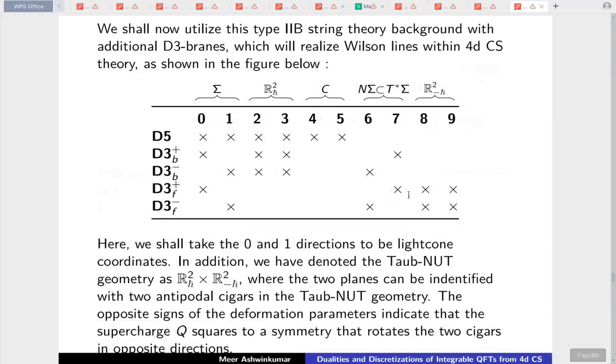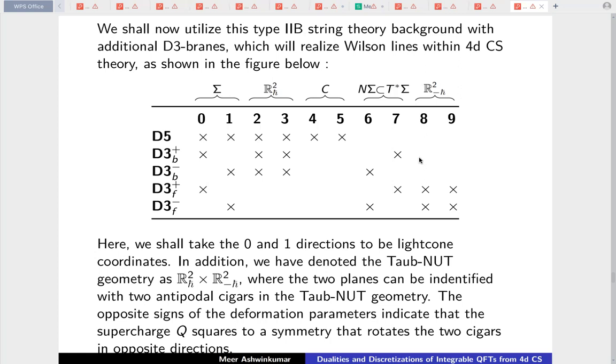But the point is that starting from this brane setup over here, here you have the omega-deformed plane, R^2_ε and R^2_-ε. Together, this forms the Taub-NUT. You also need to take the 0, 1, and 6, 7 directions to be a cotangent bundle of Sigma. And this ensures the topological twisting along Sigma. So using this setup, you can realize 4D Chern-Simons theory along Sigma cross C. And to realize Wilson lines in 4D Chern-Simons theory, we need to use some D3 branes.